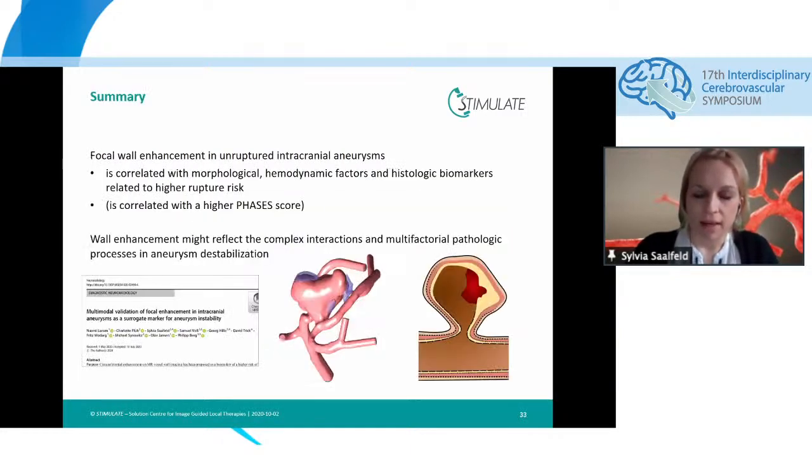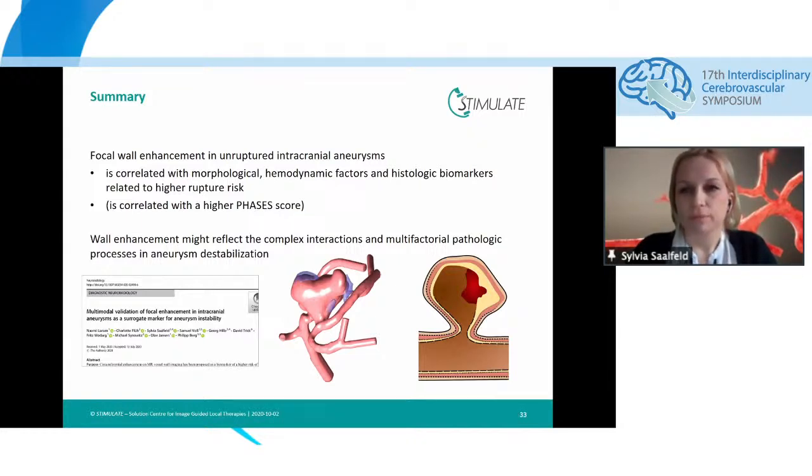In summary, I think this focal wall enhancement is a really, really great biomarker in these unruptured intracranial aneurysms, because many studies could show that there was a correlation with the morphological and hemodynamic factors. And as we showed here, there was also the correlation of the enhancement area with the morphology, with the hemodynamics, as well as the histologic biomarkers, which are all related to a higher rupture risk. Yes, it's also correlated with a higher PHASES score.